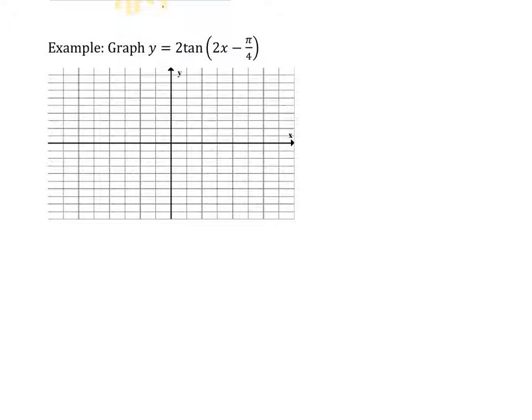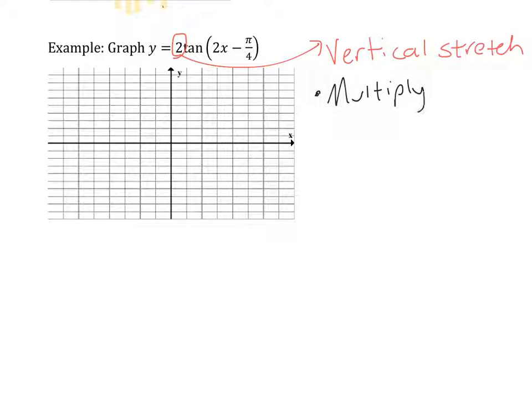So let's take a look at this example with this graph of y equals 2 tangent of 2x subtract pi over 4. We should have an idea of what this 2 does from regular sine and cosine functions. This 2 corresponds to a vertical stretch. And what that actually means is that we're going to multiply the y values by 2. Now, things on the inside of this function get a little bit more complicated.